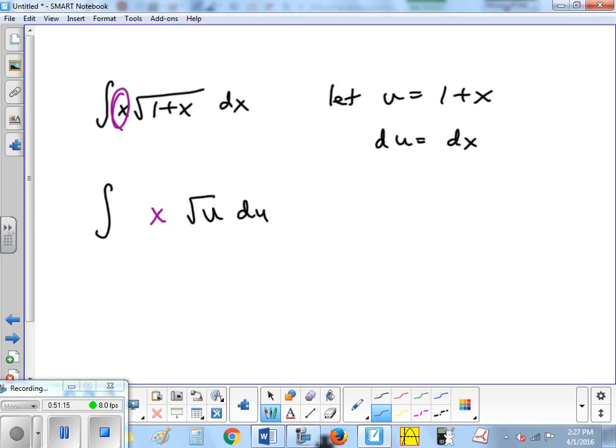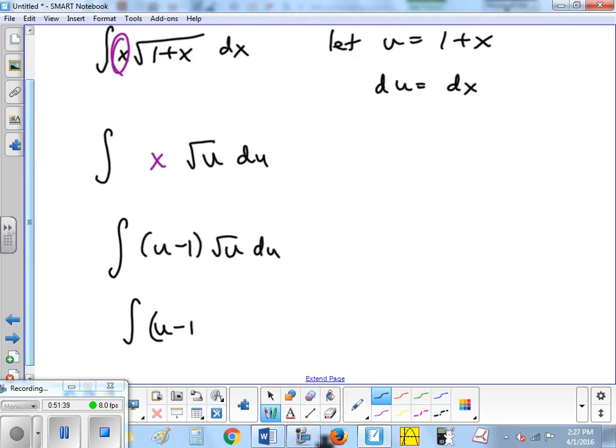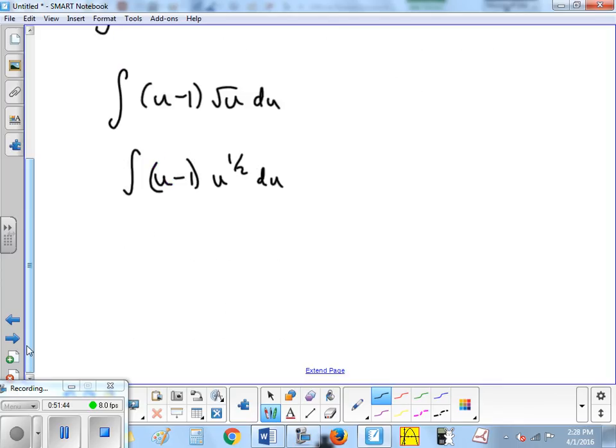Can you think of a way to write x so that it looks like u's? U minus 1. Yes. Obviously, we would want to put parentheses on it, right? So it's going to be a u minus 1 right here. Now, it seems like we're kind of reaching a dead end, but isn't that the same as u minus 1 times u to the half? And then can't we just multiply these together, like distribute? So we get u to the 3 halves minus u to the 1 half du.